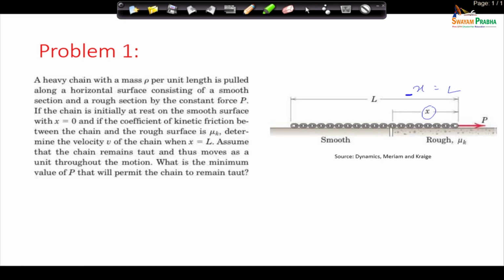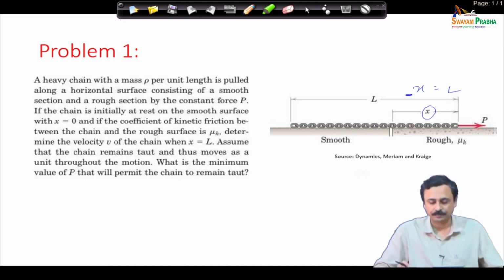You have to assume that the chain remains taut and thus moves as a unit throughout the motion. A link chain can collapse, as you can understand, because it cannot sustain compression. If you try to compress a chain, it will collapse. Here we will assume that it is always in tension, and the second part of the question: what is the minimum value of P that will permit the chain to remain taut? This is the second part of the question which we have to find out. So, we have to find out the value of P for which there is no collapse.